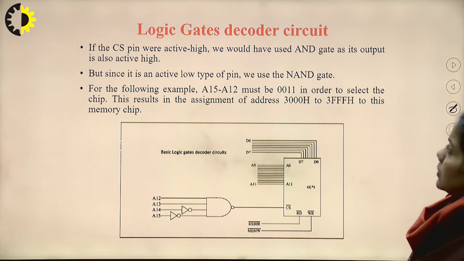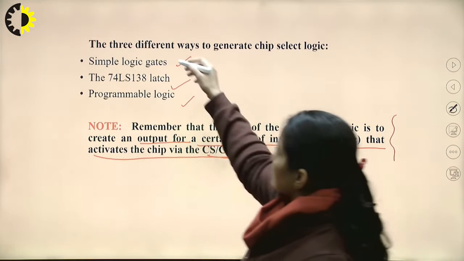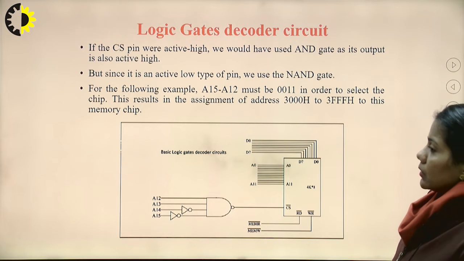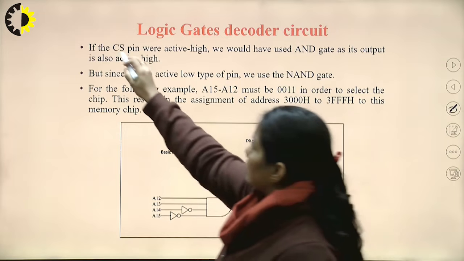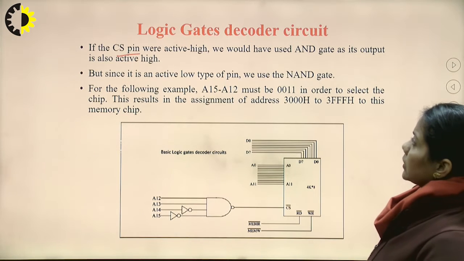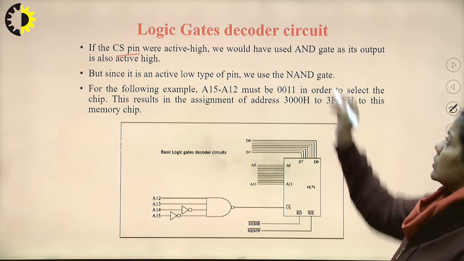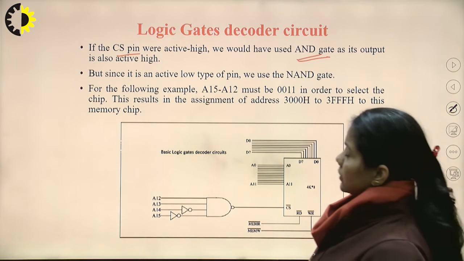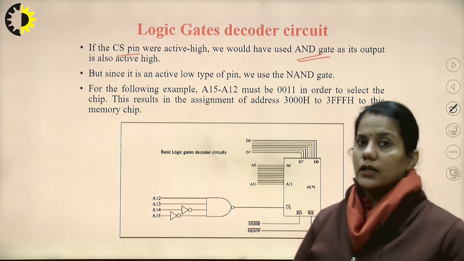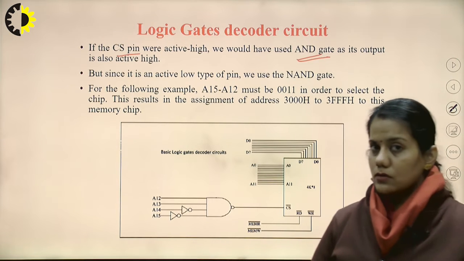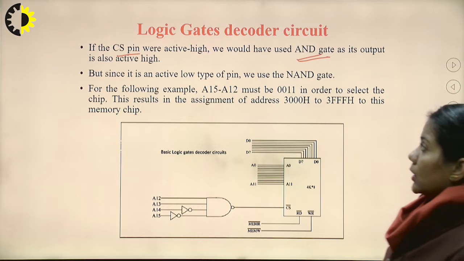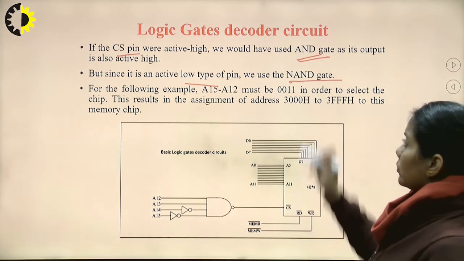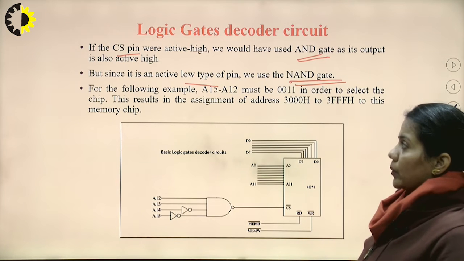Now, let's see the first category, that is using simple logic gates. In a logic gate decoder circuit, if the chip select, that is the CS pin, is active high, we would use AND gates. We have to take care that if the chip select pin is active high, we can use AND gates to make the chip select logic. But if it is active low, then we have to use NAND gates. Then only our logic will be easier to implement.